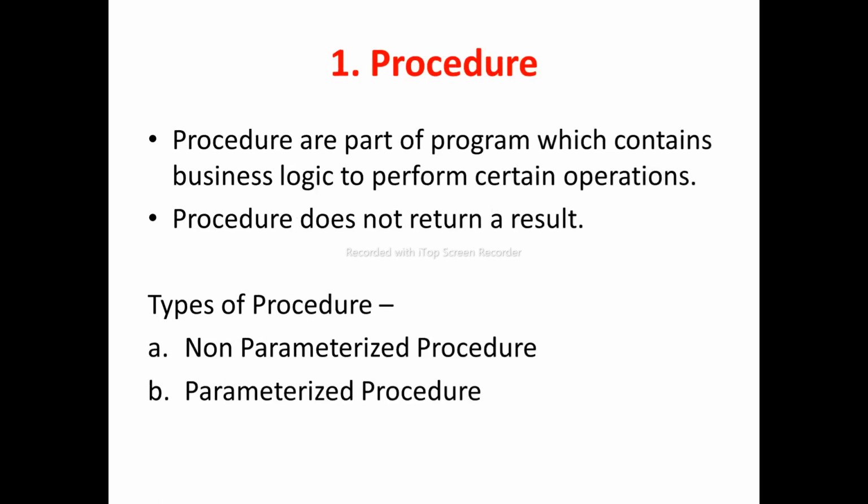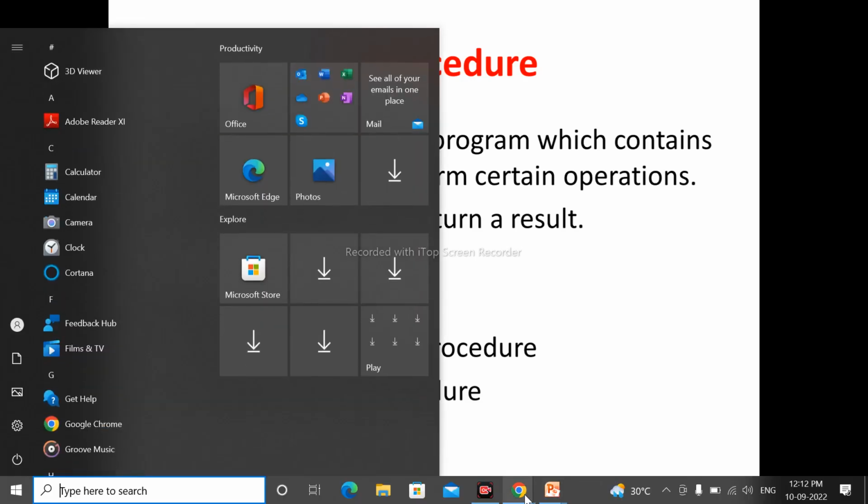Let's see what is meant by procedures. Procedures are a part of a program which contains business logic to perform a certain operation, and a procedure does not return a result. There are two types of procedure. First one is non-parameterized procedure and second one is parameterized procedure. Let's see.